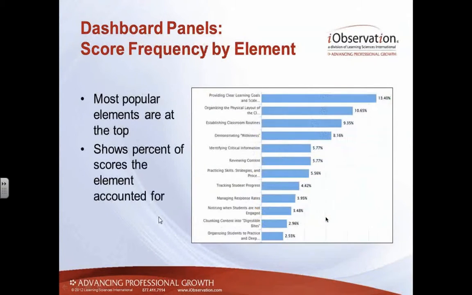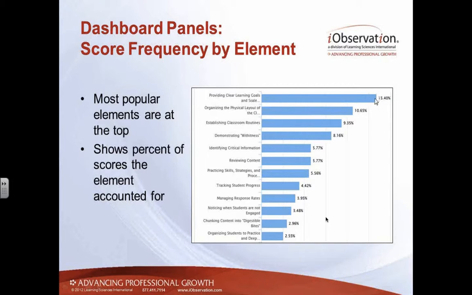The next piece that we're going to take a look at is the score frequency by element. What this does is it puts the most popular elements at the top and the least popular elements at the bottom, and then shows the percentage that element was scored. So it looks at, for everything that came back, for the forms that were selected, of all the scores that were given, how many of those scores were for this particular element?